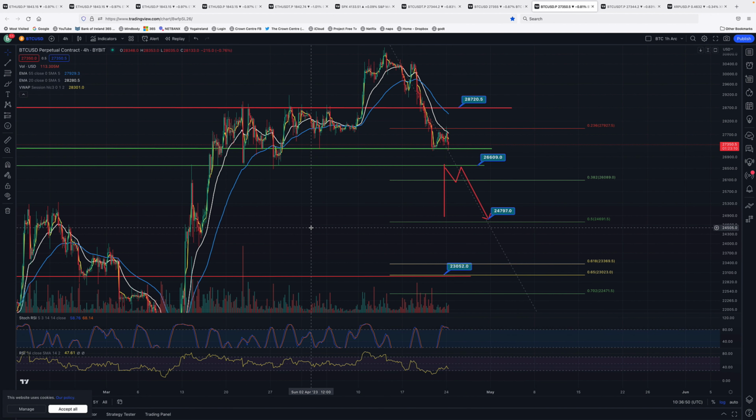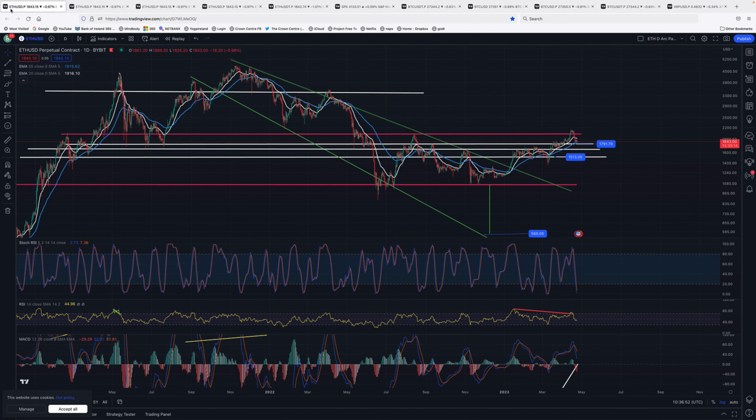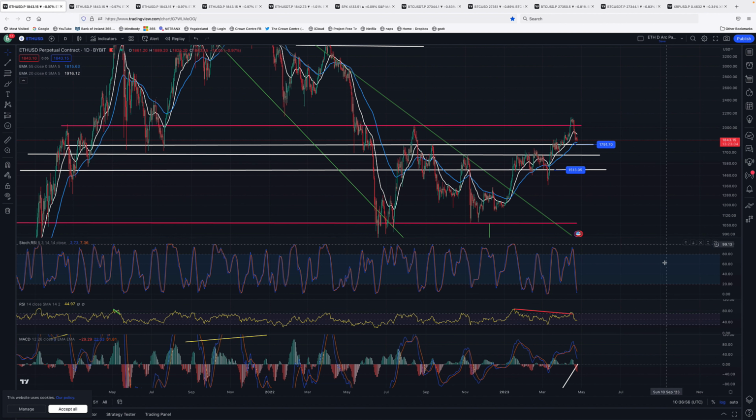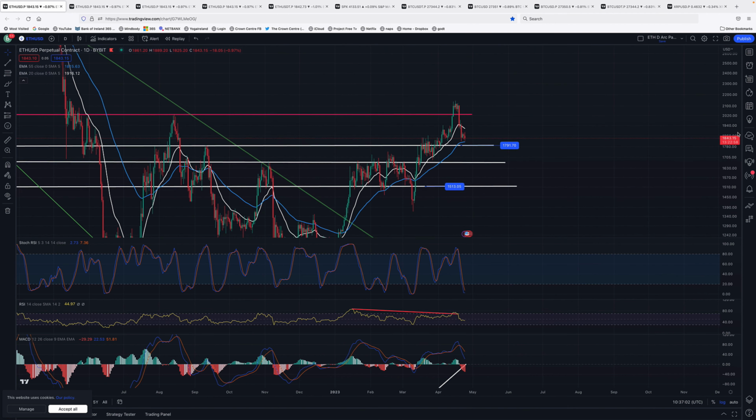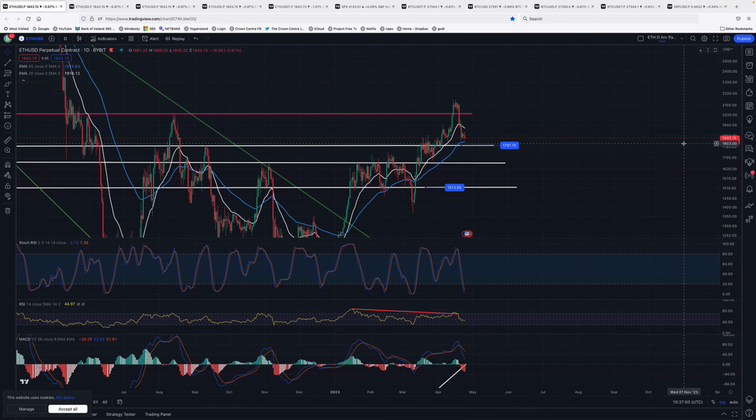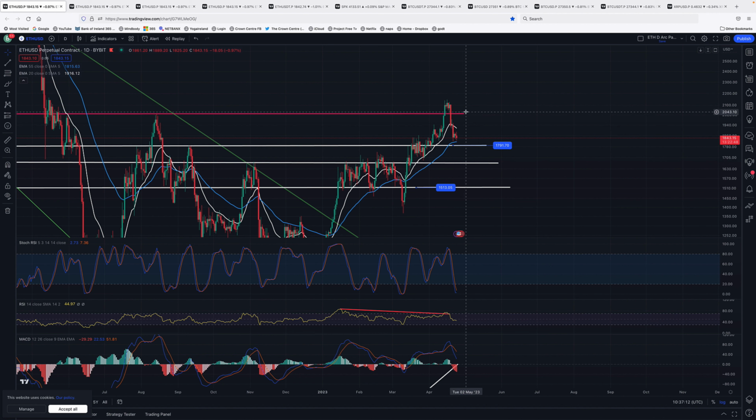Now let's have a look at Ethereum. Ethereum is in a similar situation. The daily is holding support and the stochastic has reset at the bottom. MACD is still pushing down. We haven't yet reached the 55 EMA on the daily, but it looks like we might do it today. And again, it's looking like step 1, step 2, step 3 down.